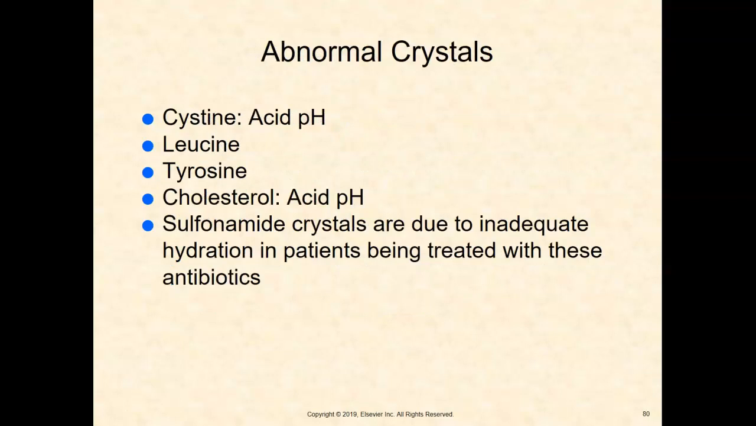Some other abnormal crystals. We have cysteine crystals, leucine, tyrosine, cholesterol. Those are some of the other ones that I showed you before. Sulfonamide crystals could be from antibiotics. So just know those are abnormal. Those would not be something we'd normally find in everybody's urine.